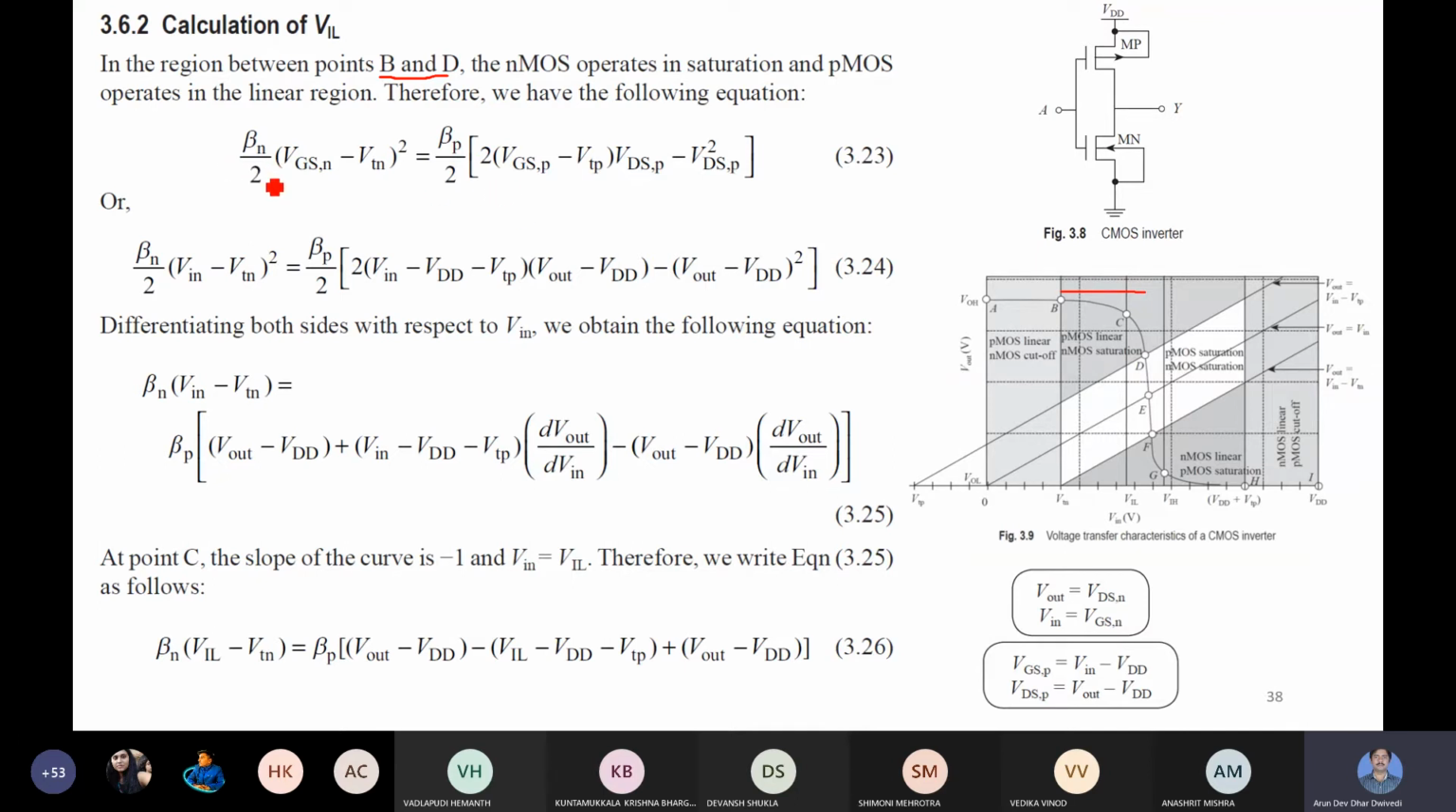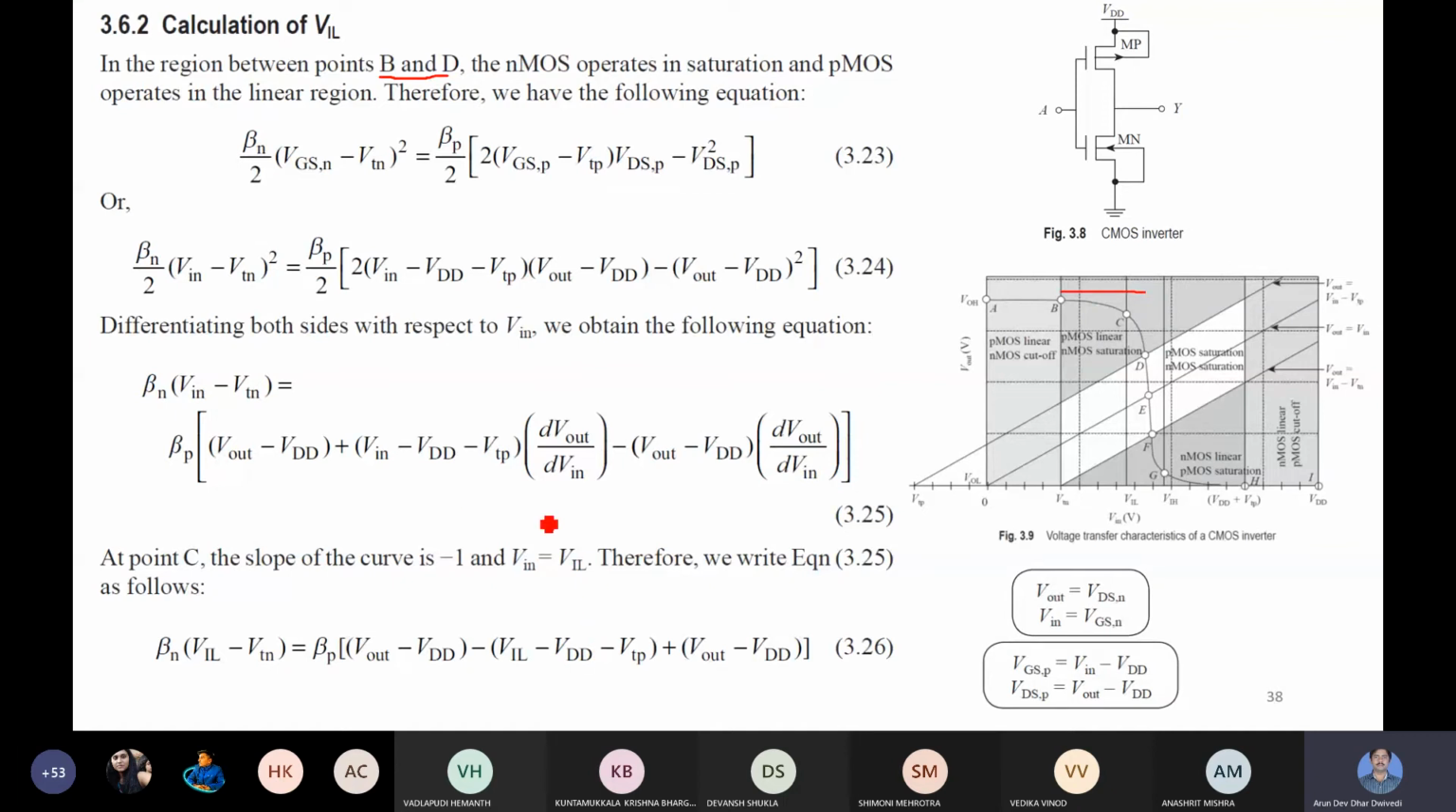So it is beta n by 2 times (VGSN minus VTN) whole square, equals beta p by 2 times (VGSP minus VTP) times VDSP, minus half VDSP whole square. The half is basically taken outside, so the 2 value is coming here. Also we can put VGSN equal to Vin and VDSN equal to Vout. Also VGSP we can put Vin minus VDD, and VDSP we can put Vout minus VDD. These substitutions are done in the second line.